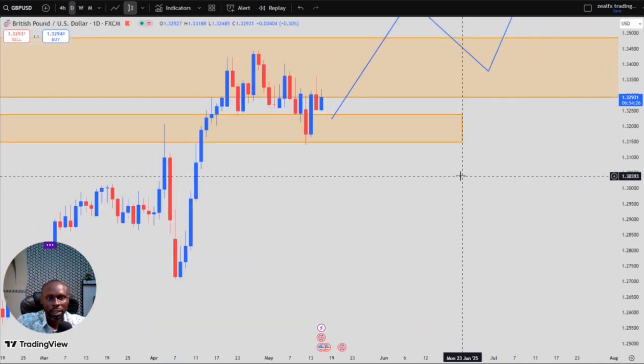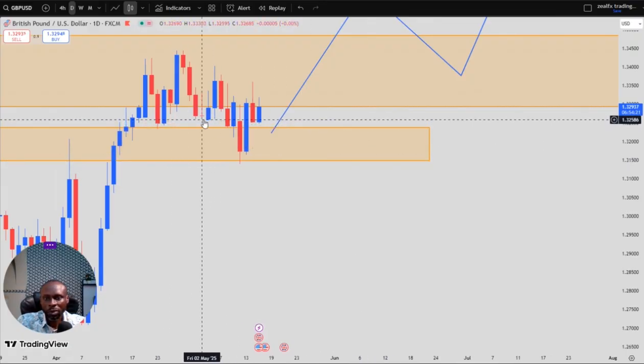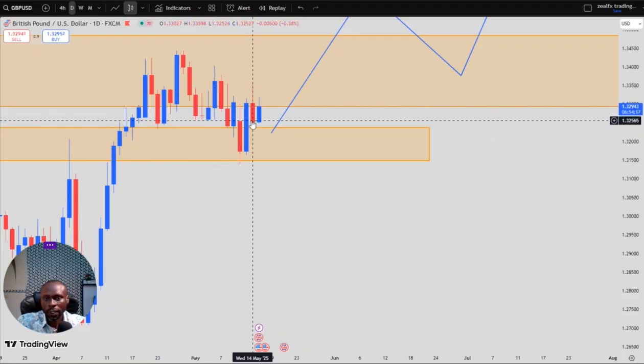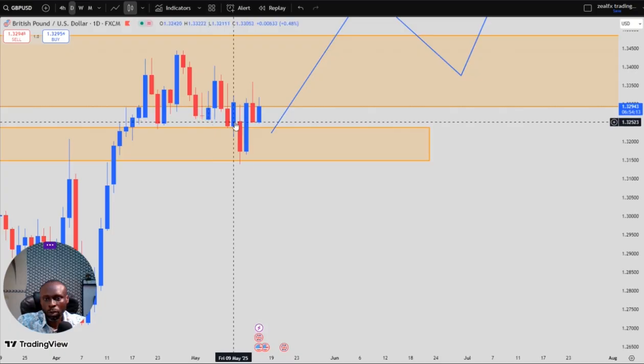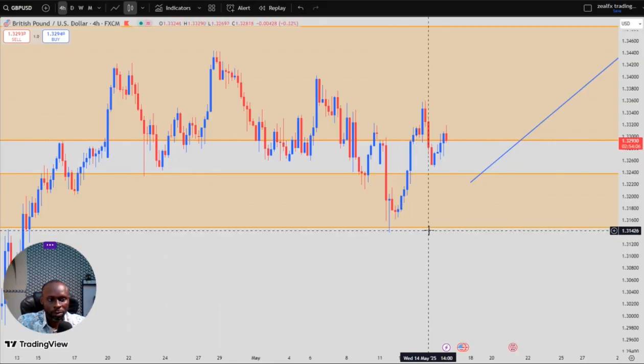On my daily chart, you can see that price has rejected from this level already. This is a sign that the Great British Pounds USD is about to move to uptrend, because the higher time frame is telling us to buy. So price rejected from this support level already. So let's go to our 4-hour chart on the Great British Pounds USD.